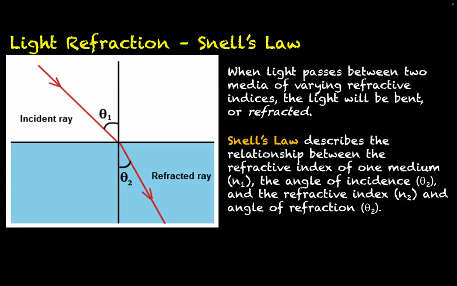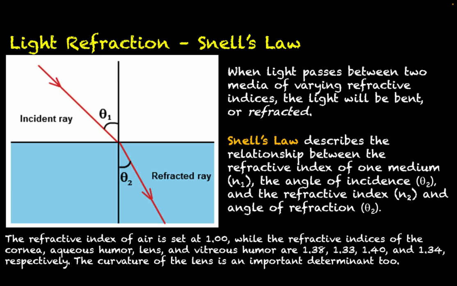I just want you to understand that when light moves from one medium to another, if the angle's not 0 or 180 degrees, then that light is going to get bent, and how much that light gets bent is going to depend on the refractive index difference between the two media. So arbitrarily, the refractive index of air is set at 1.00.